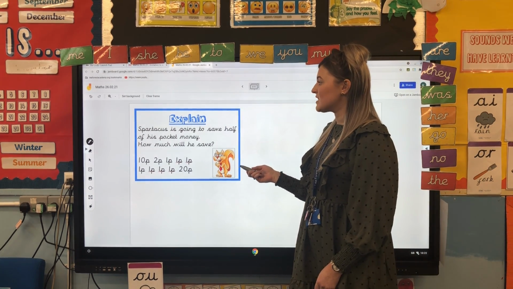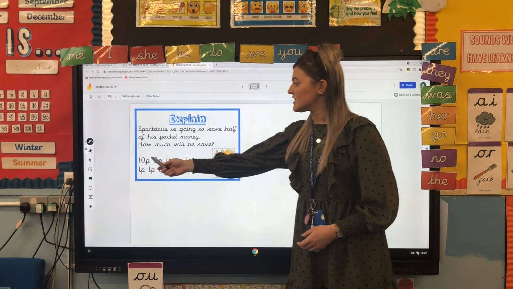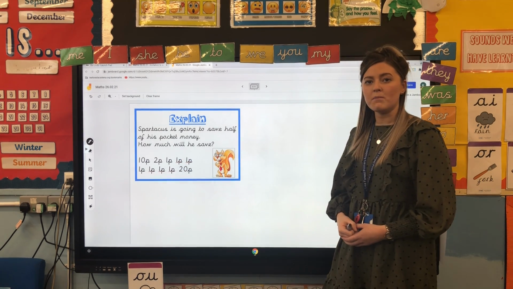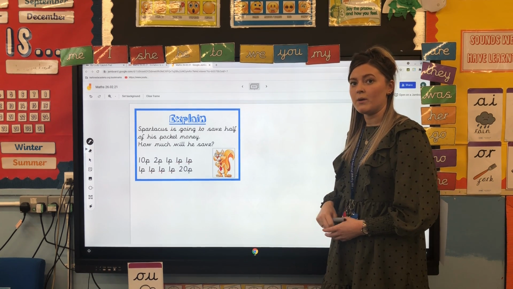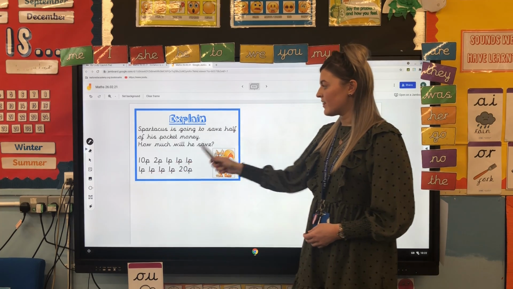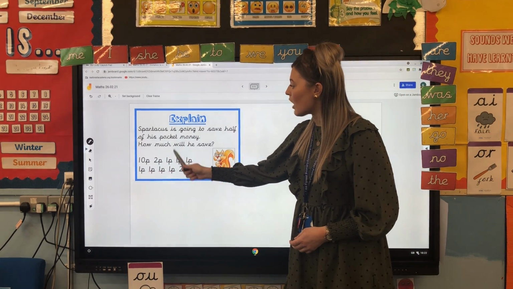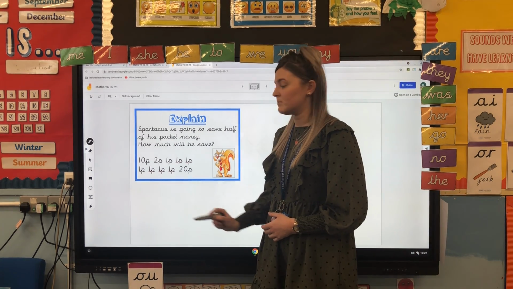Spartacus is going to save half of his pocket money. Here is his pocket money. He wants to know how much will he save. So there are 2 things you need to do when answering this question. First thing you need to do to be successful is you need to add up all of his pocket money. So underneath, you need to write the number sentence.